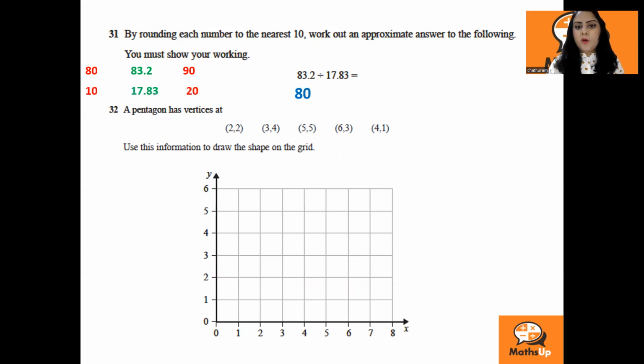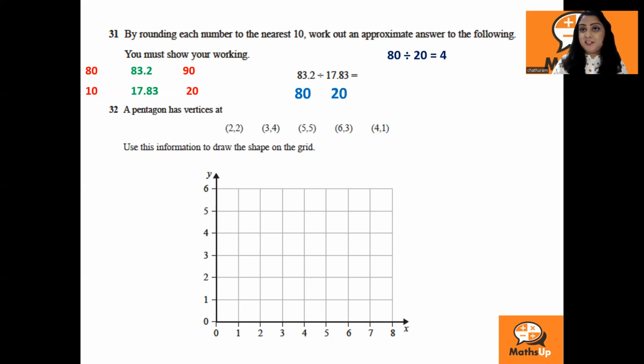And 17.83 comes between 10 and 20. As 17.83 is more than 15, you can round up to 20. So 80 divided by 20 is 4. So the approximate answer for this question is 4.